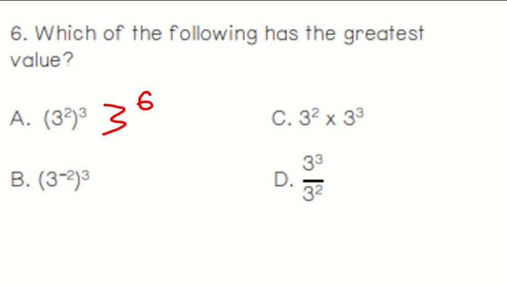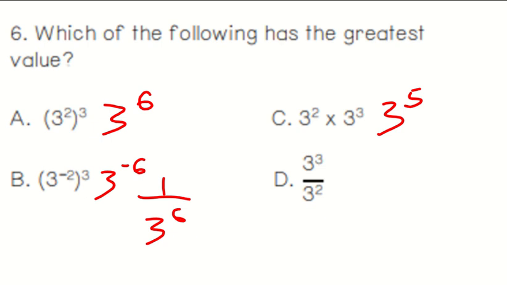3 to the negative 2nd to the 3rd power. What would my exponent be there? 3 to the negative 6. Or if I went and flipped it, I'd have 3 to the 6 on the bottom, 1 on top, right? Either one, same idea. 3 to the 2nd times 3 to the 3rd. What would that be? 3 to the 5th. When we multiply, we add our exponents.